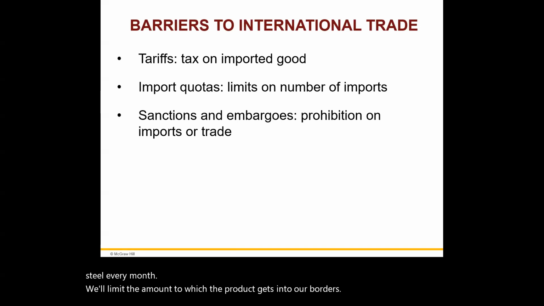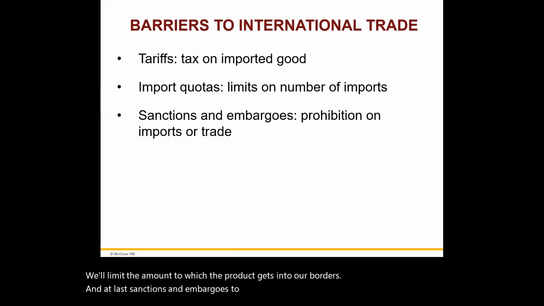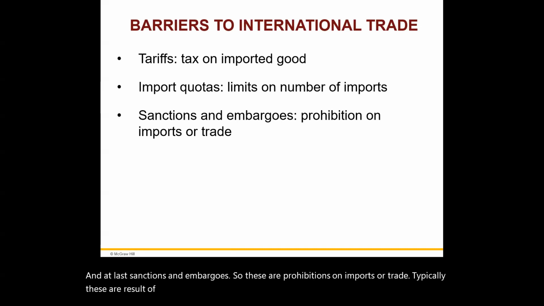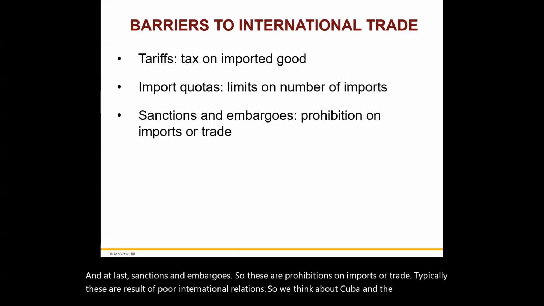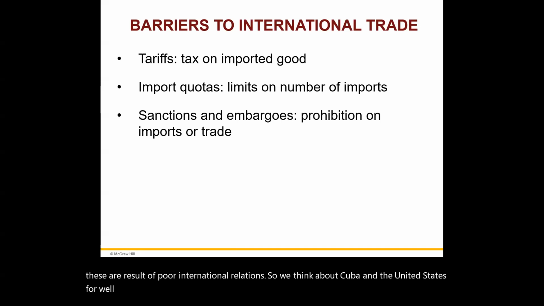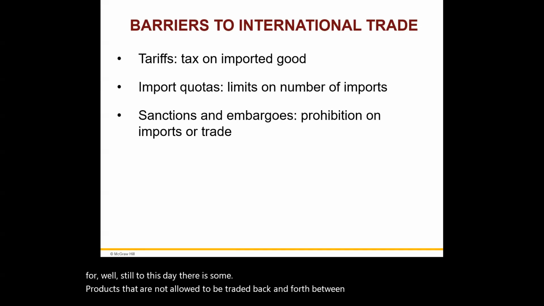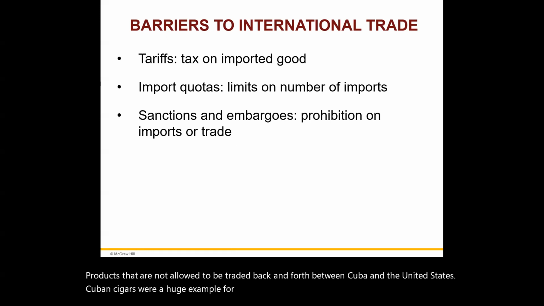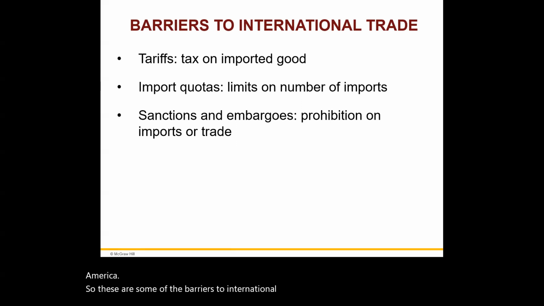Then last, sanctions and embargoes. So these are prohibitions on imports or trade. Typically, these are a result of poor international relations. If you think about Cuba and the United States, still to this day, there's some products that are not allowed to be traded back and forth between Cuba and the United States. Cuban cigars were a huge example for decades. It was illegal to bring Cuban cigars back to America. All right, so these are some of the barriers to international free trade.